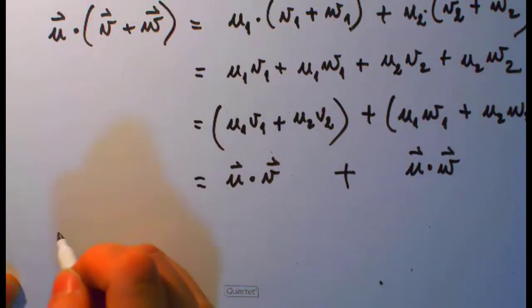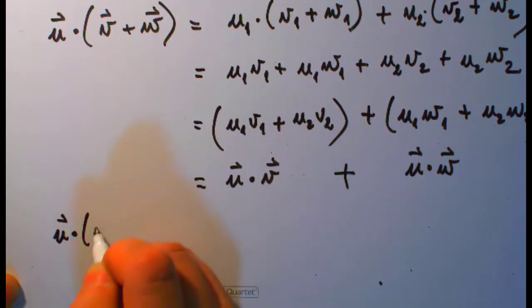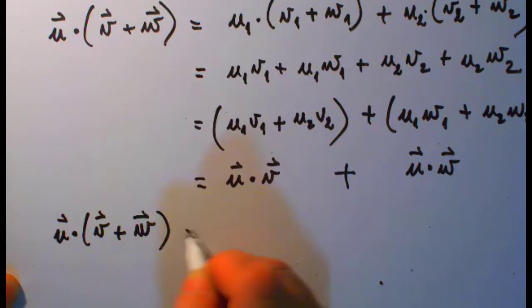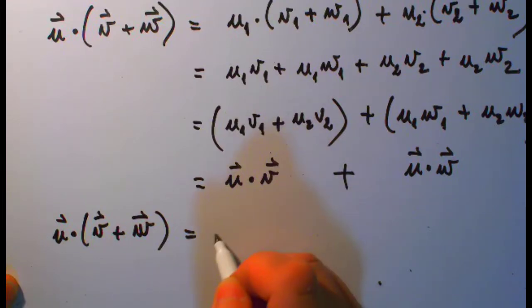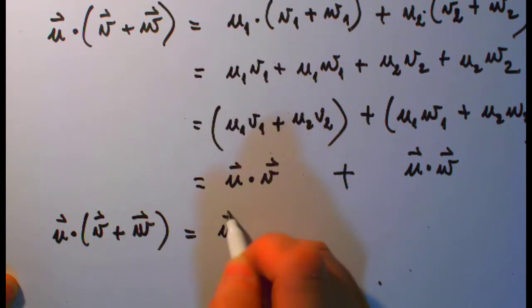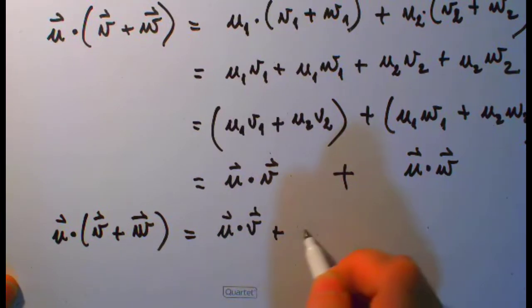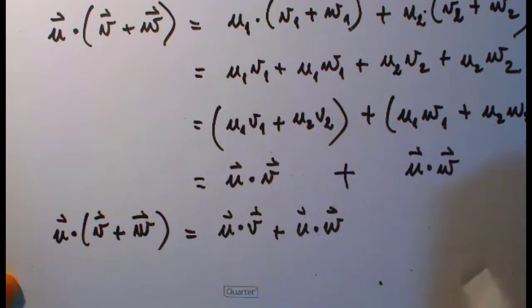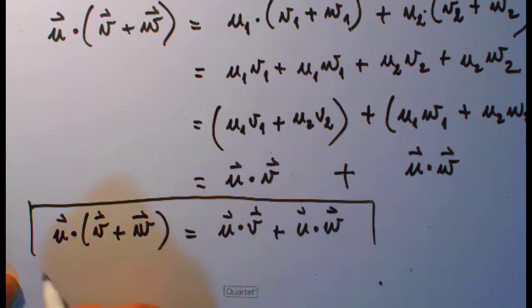So now we discover that the dot product is also distributive. Or in other words, the distributive law does work with the dot product. So it's another important property that we recognized.